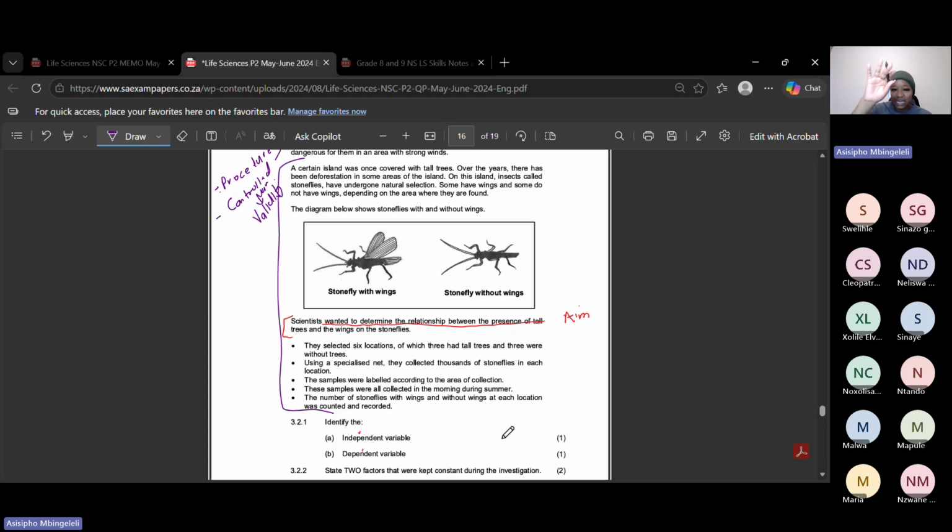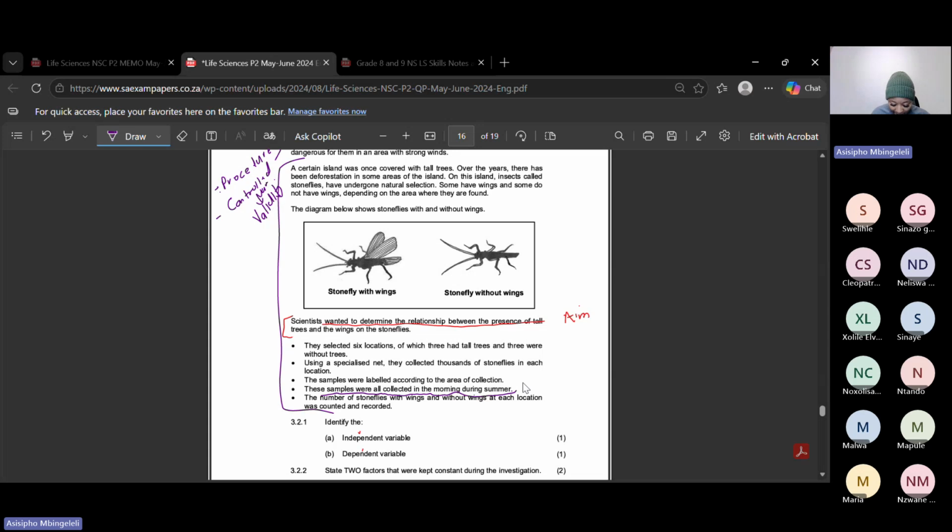You see something like this. There's a point there. These samples were all collected in the morning during summer. That's a validity point. All the samples there, they were collected at the same time or at the same season. I guess since they're saying summer, that's not going to be time. That's going to be a season. So that is a validity point. That is a control point. Or normally they say that is a factor that is kept constant. Okay? You need to get that.